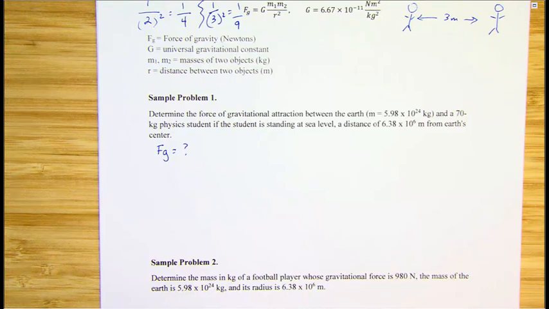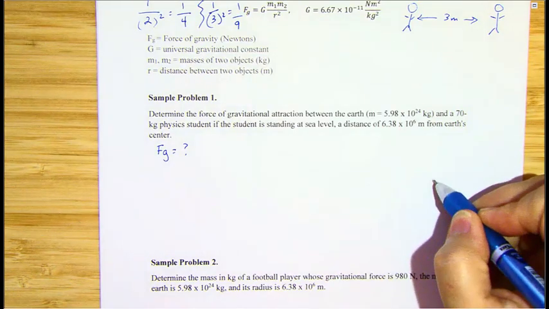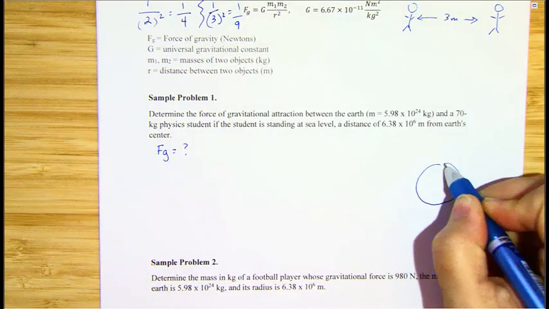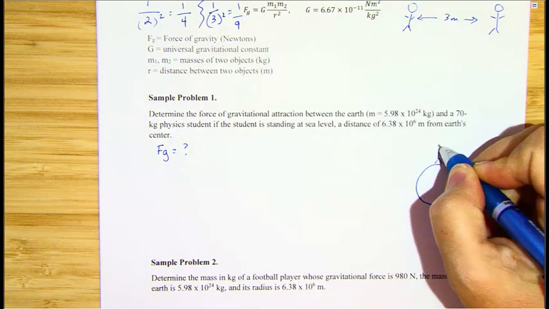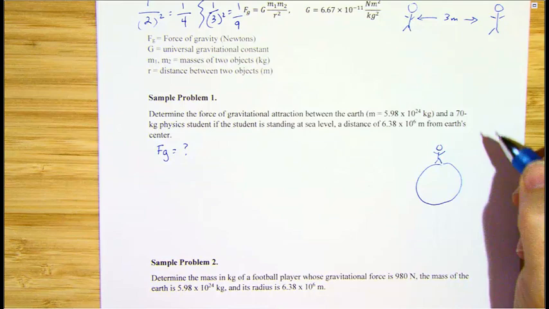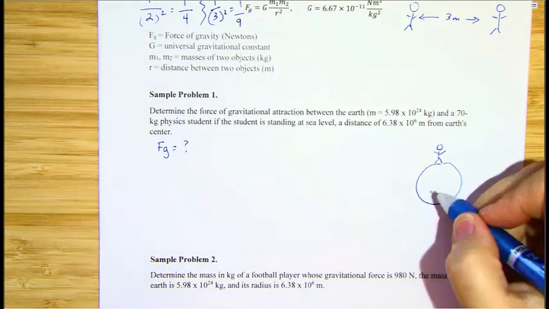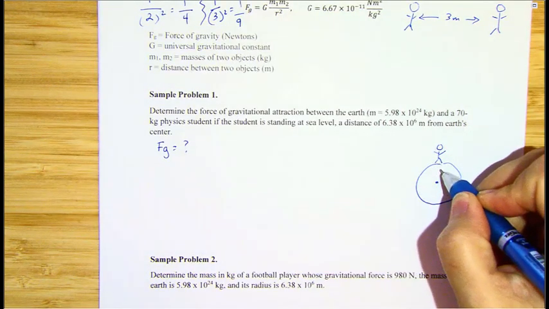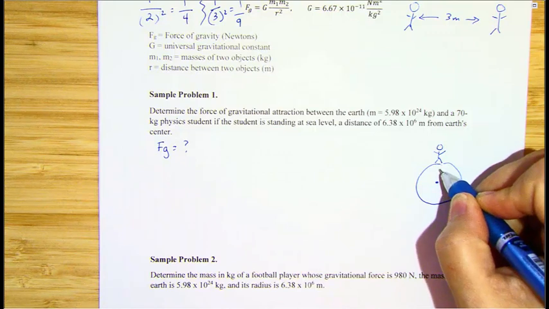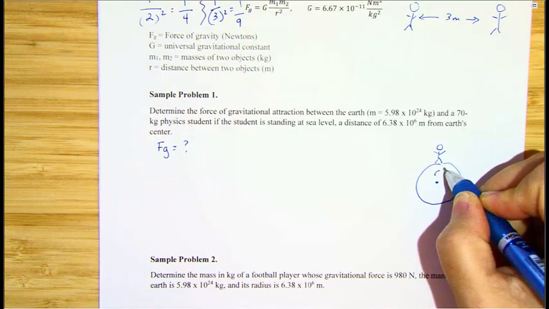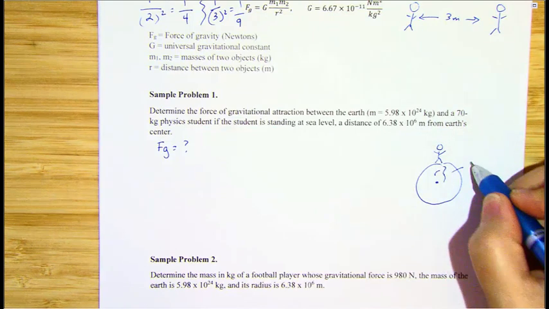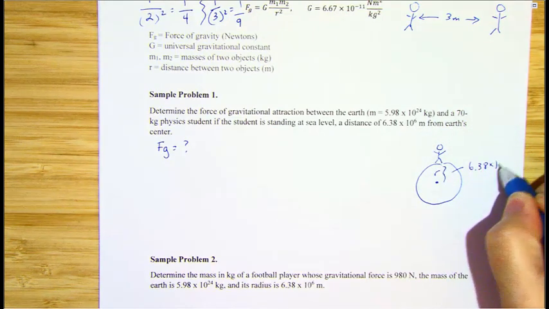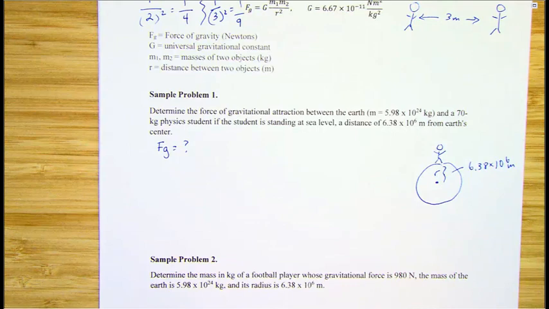Well, they want us to know that this person is at level with the Earth. They're not standing on top of a large mountain like Everest, which would add more distance between that person and the center of the Earth. So here, we know that this distance, r, is equal to 6.38 times 10 to the 6 meters, okay?